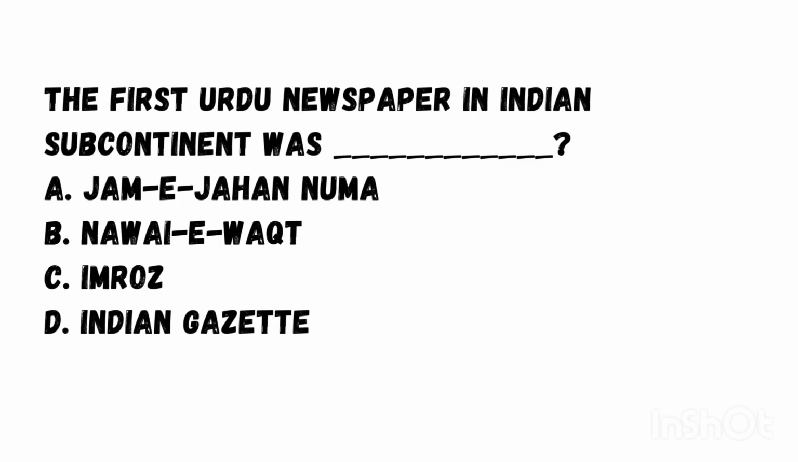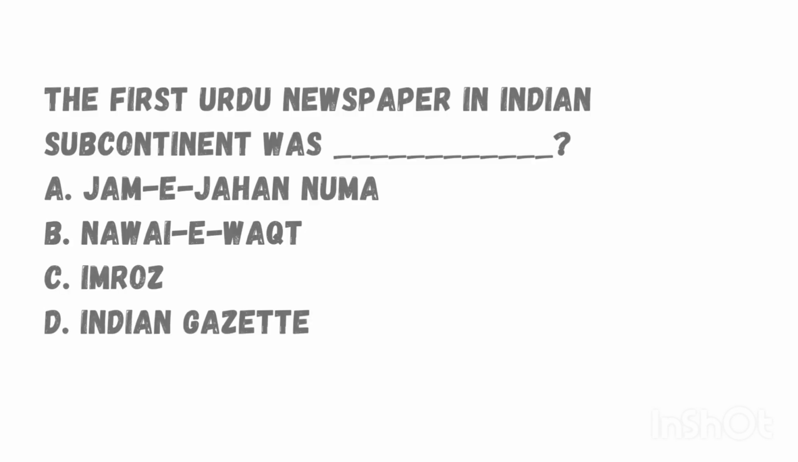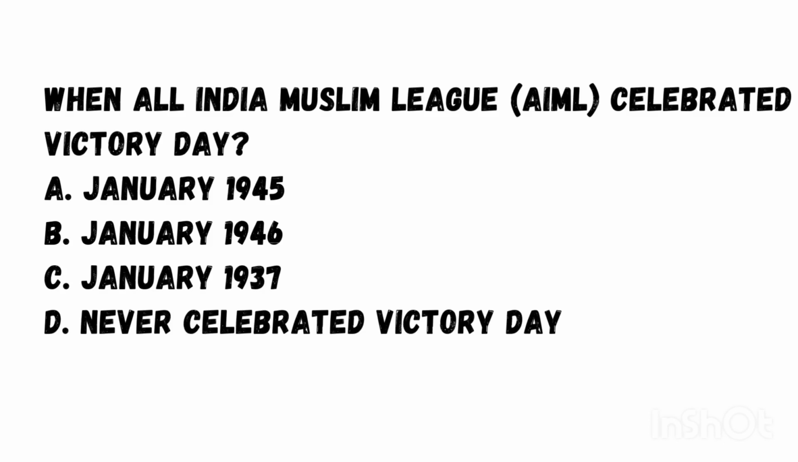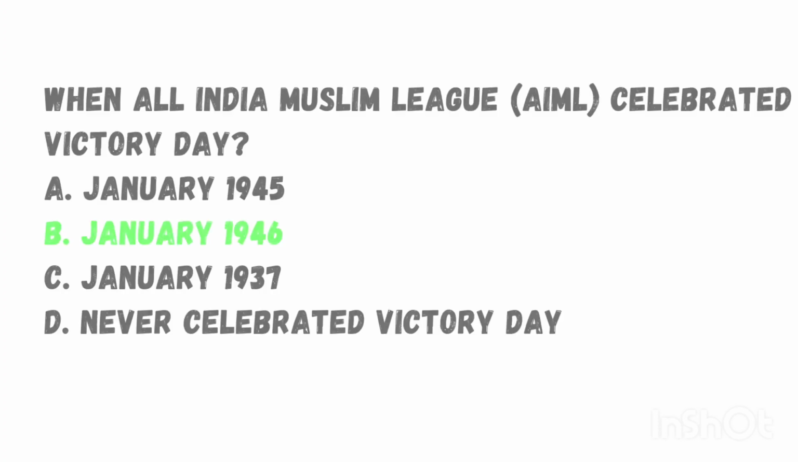The first Urdu newspaper in Indian subcontinent was? And the answer is Jam-e-Jahan-Numa. When All India Muslim League celebrated the Victory Day? January 1946.